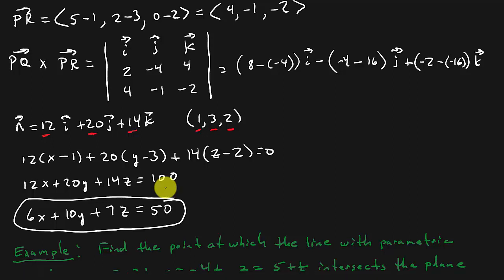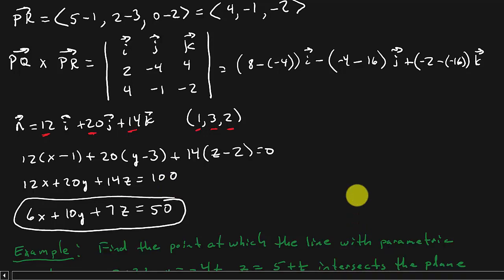So just remember when you're finding the equation of a plane, you've got to have a point on the plane and you've got to have the normal vector. Okay?